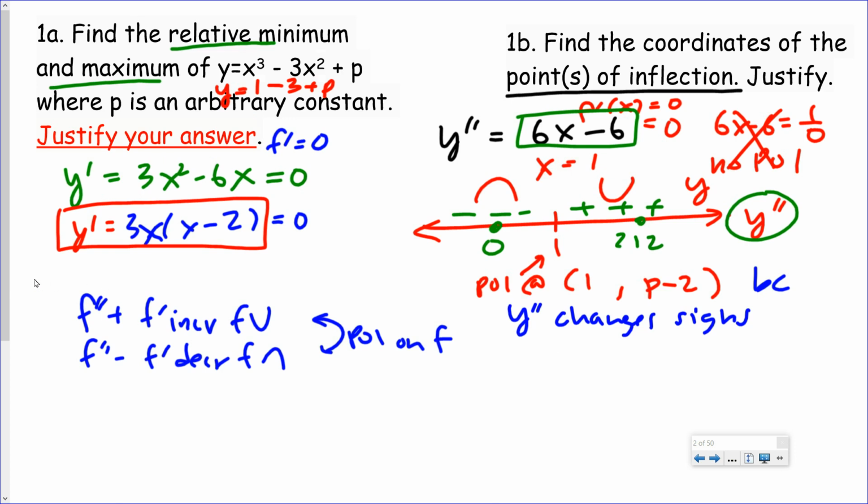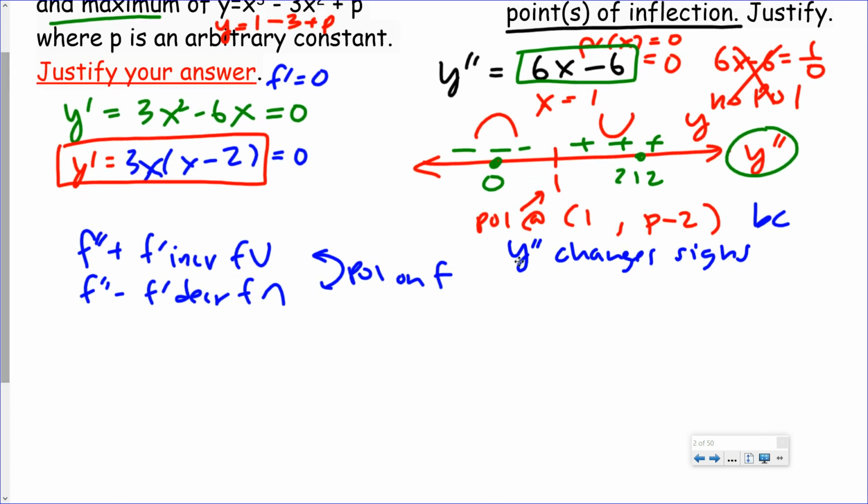Guys, I'm going to write some answers up here, and I want you to tell me if it's okay or not. What if I said y double prime changes from positive to negative? Is that a justification here? No. At x equals 1, is y double prime changing from positive to negative? No. What's it actually changing from? Negative to positive. Make sure you understand that.